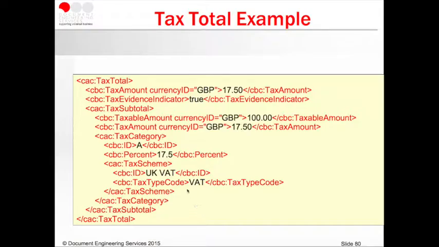Here's an example extending again. We saw the VAT 17.5%. We saw that it applied to a tax subtotal where there was £100 taxable, and the total in this example is £17.50 as well. So there are no other taxes applied to this transaction.